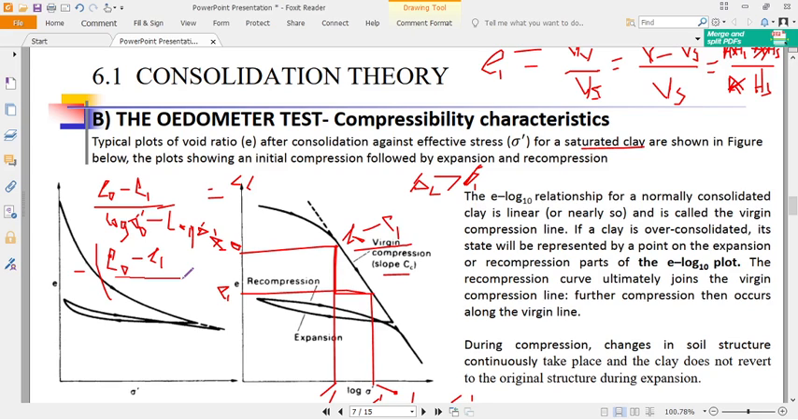So for us, we make it positive. So we shall take it as a positive. Is that okay? We get a positive slope. Now Cc is important. So these parameters, we shall see how we use them.